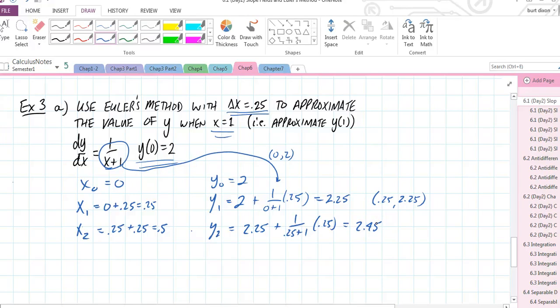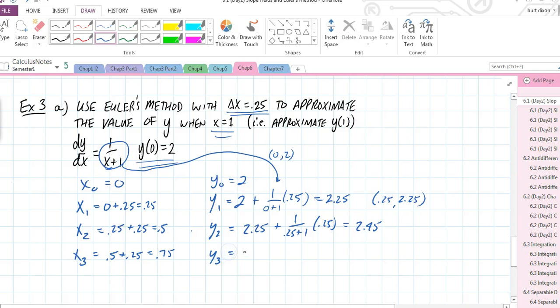Go ahead and repeat that process 2 more times to get x2, y2 and x3, y3. Okay, replicating the same process over and over again. Now we have 0.5 plus 0.25 for x3, so that is 0.75.